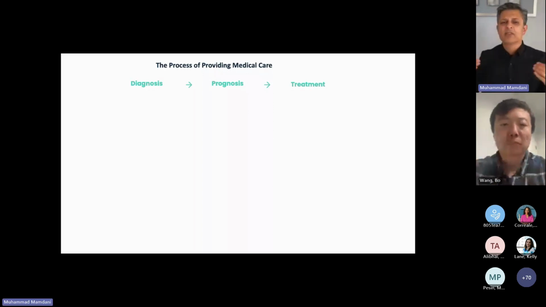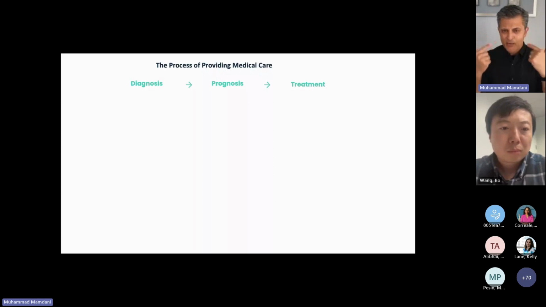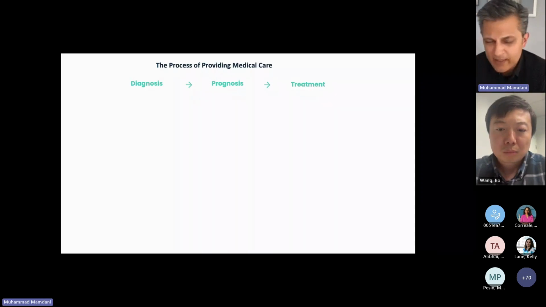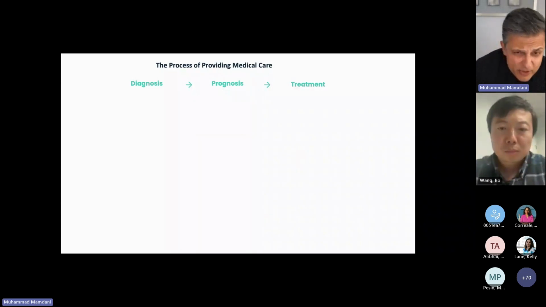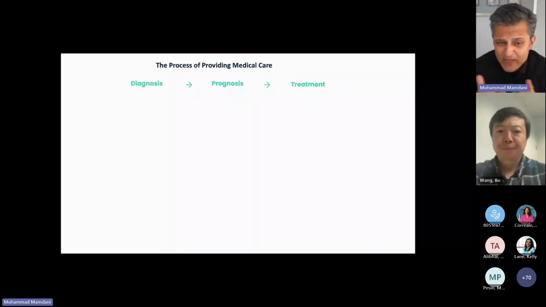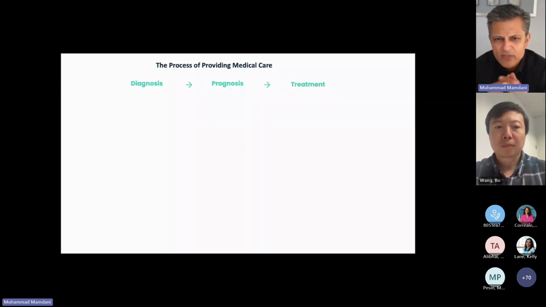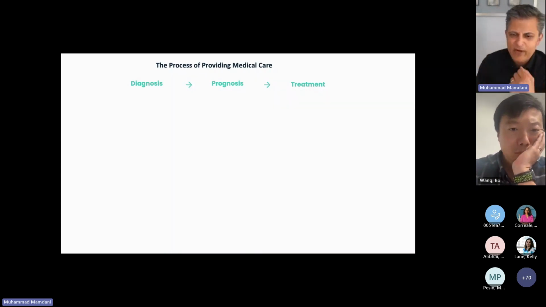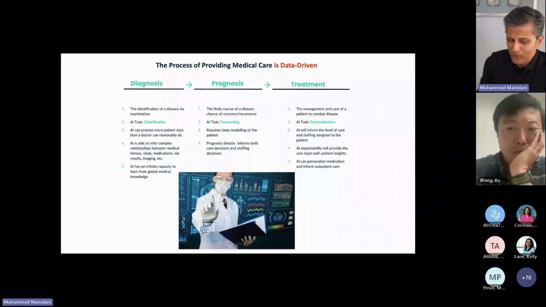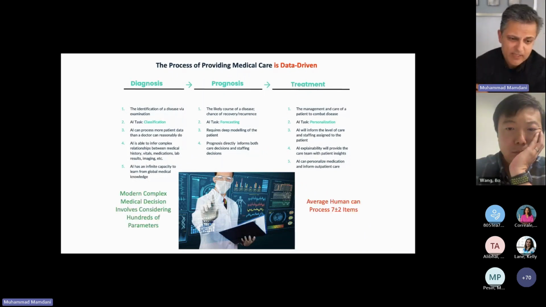A lot of these decisions are based on what we process in our heads. When we're looking at diagnosis, prognosis, and treatment, we're often thinking about things like social history, family history, lab values. We're looking at medical imaging results. We're looking at vital signs, symptoms. All that sort of stuff gets processed in our heads when we're actually making these decisions. And this is where I think AI can come in, where we have issues around cognitive load. Why is cognitive load important? Well, they say the modern complex medical decision involves considering hundreds of parameters.